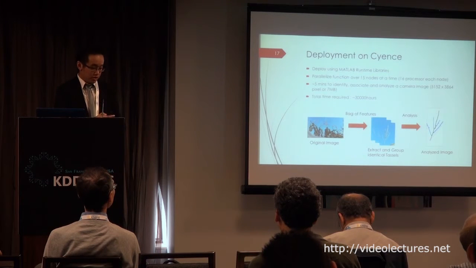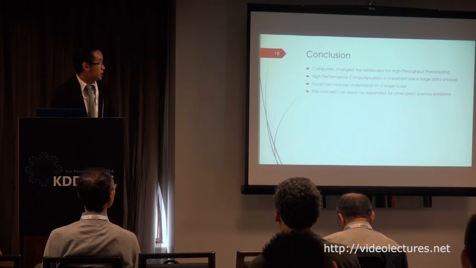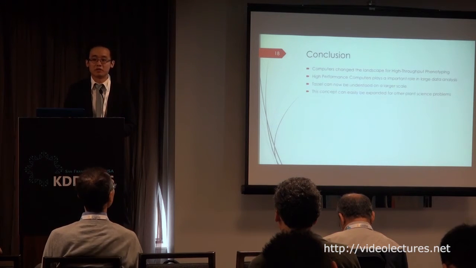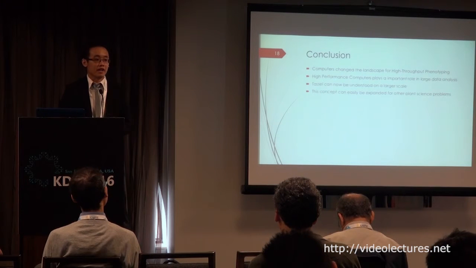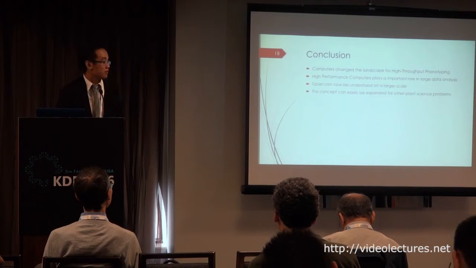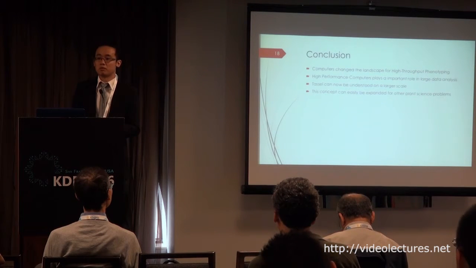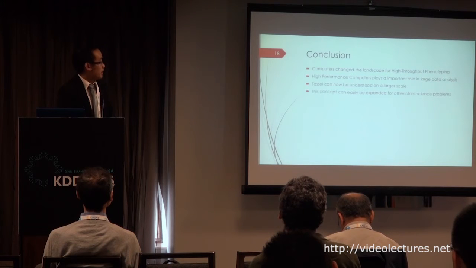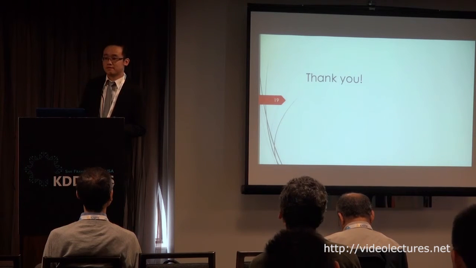So my conclusion is that I'm sure everyone understands that right now computers change the landscape of everything, and now that we are using computers in phenotyping of plants, I believe there's very big potential in improving a lot of things. Also, this concept can be easily expanded for other plant science problems. It doesn't have to be limited to corn, but it is right now. We can expand it to soybeans and everything. And that's all I have. Thank you.